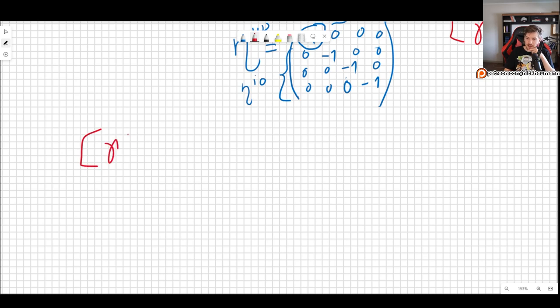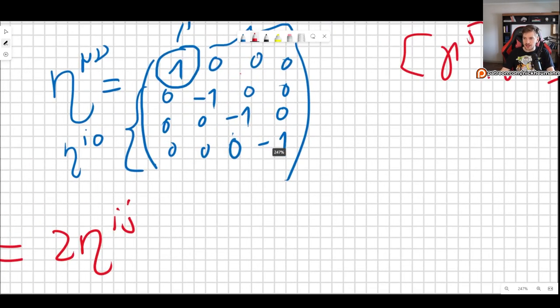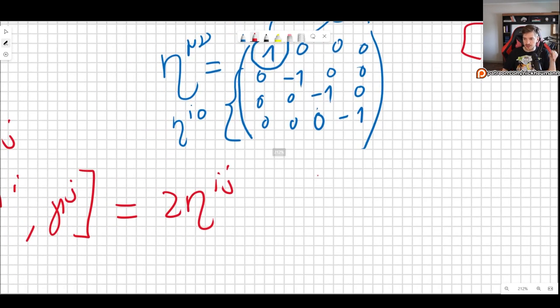So gamma I with gamma j. Here, of course, there are two cases: I is equal to j, and I is different from j. In the case where they are the same, we get 2 eta I j. When they are the same, it means that we are on the diagonal, minus 1. So that means that we have here minus 2.